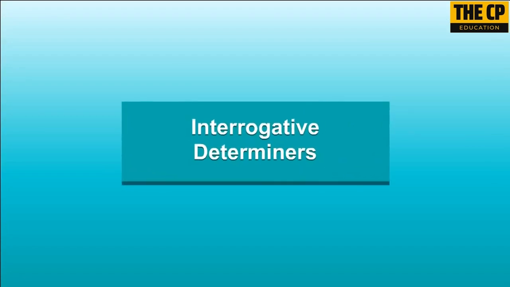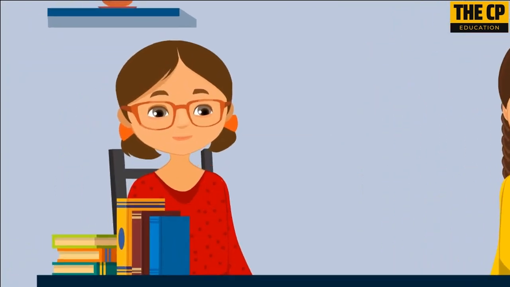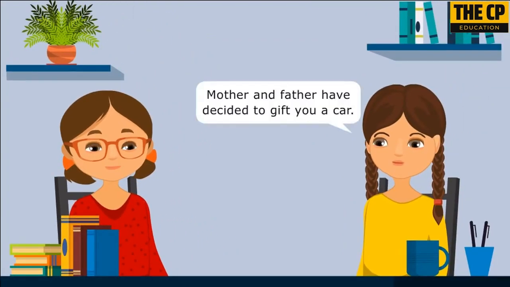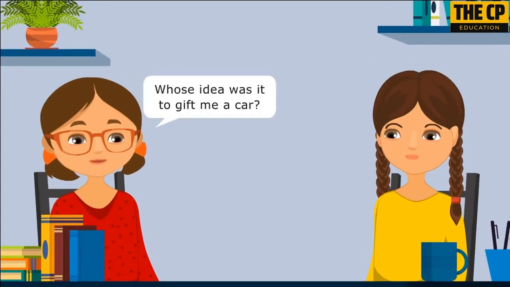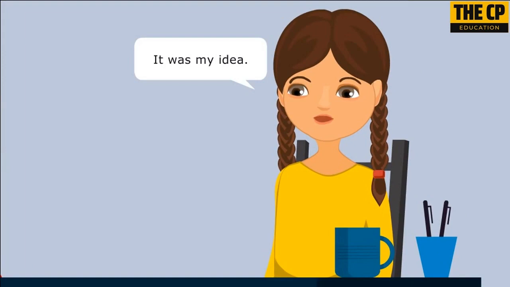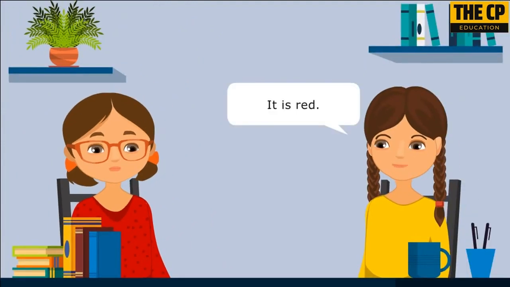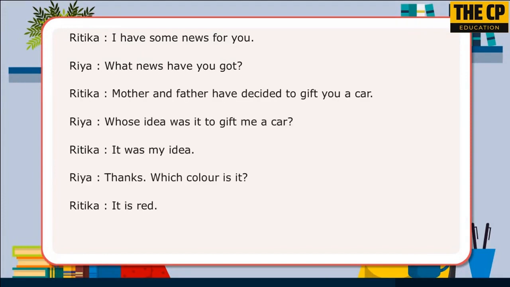Interrogative determiners. I have some good news for you. What news have you got? Mother and father have decided to gift you a car. Whose idea was it to gift me a car? It was my idea. Thanks. Which color is it? It is red.